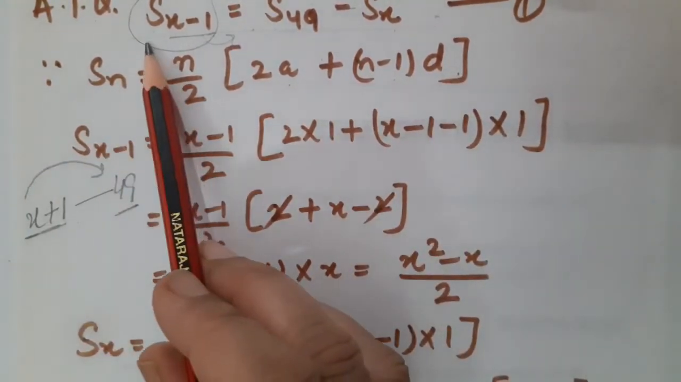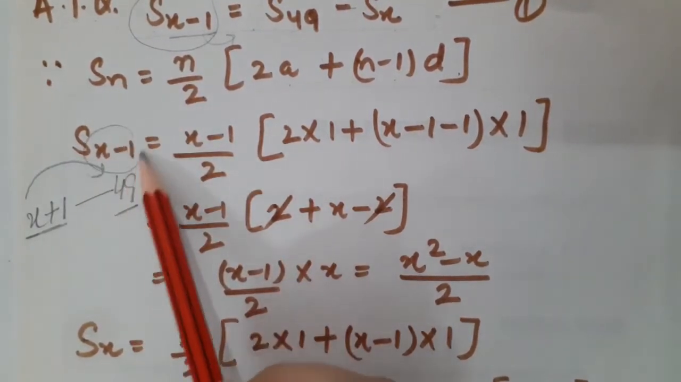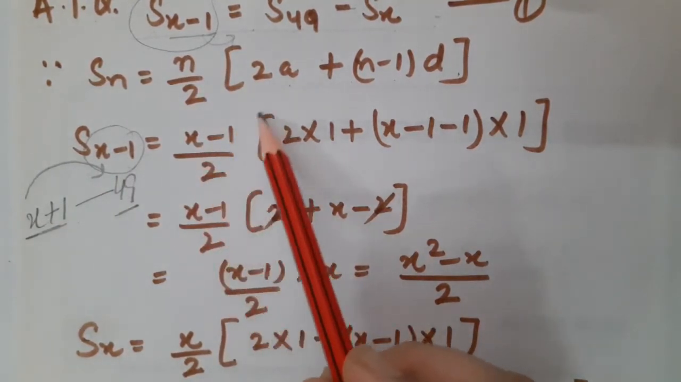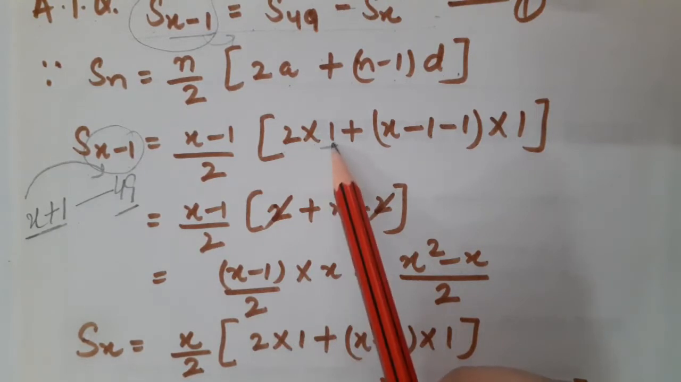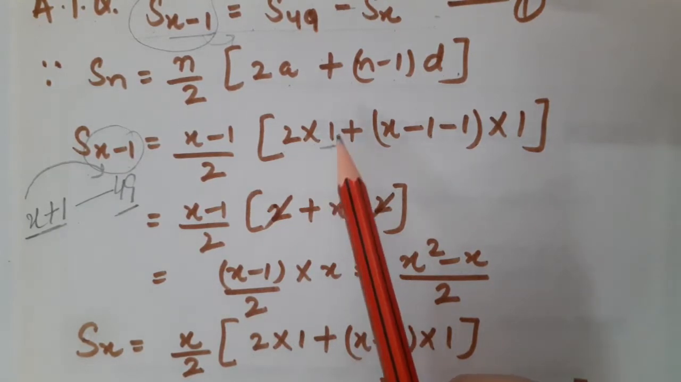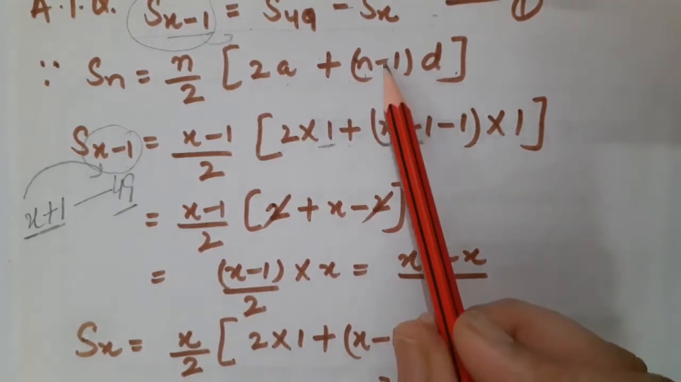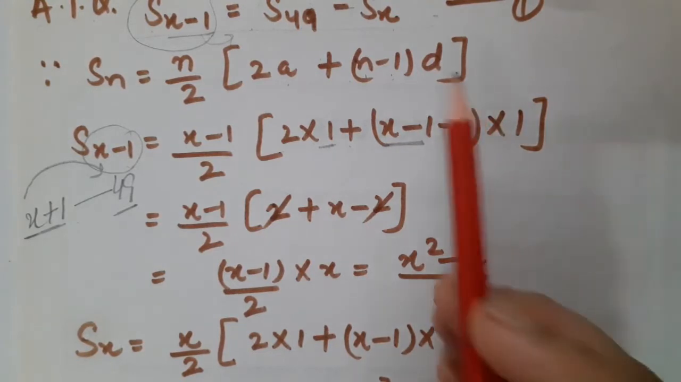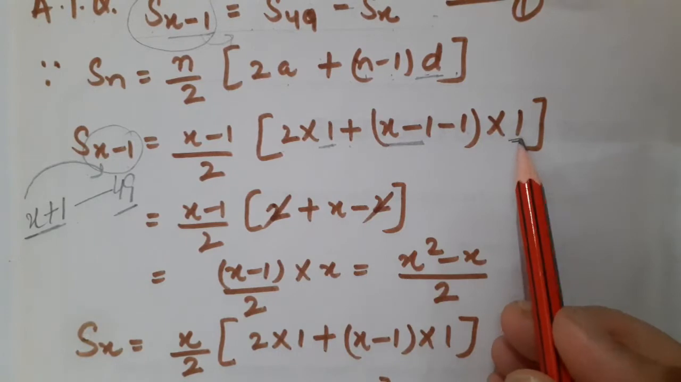So I am going to calculate first of all Sx minus 1. At place of n, what should I write? x minus 1. So it should be x minus 1 upon 2 into, what is house number 1? That is 1 only, because that was the very first term of the AP. Plus, at place of n again I am writing x minus 1. This minus 1 will come again because it is in the formula, into what is the common difference? 1, 2, 3, 4. Of course the common difference is 1.